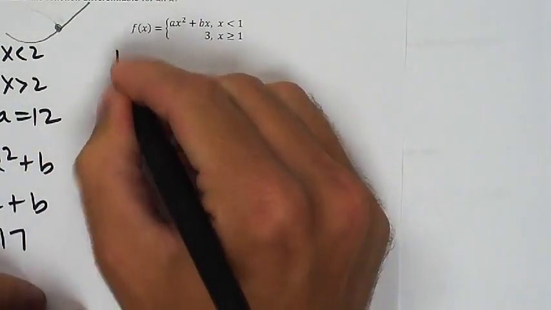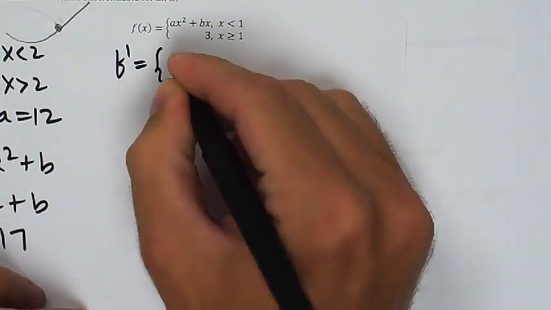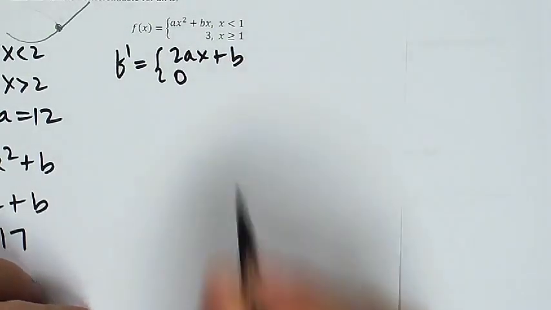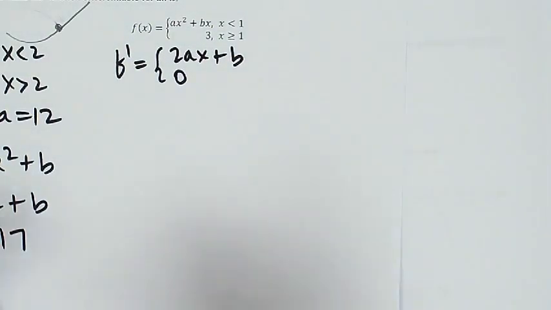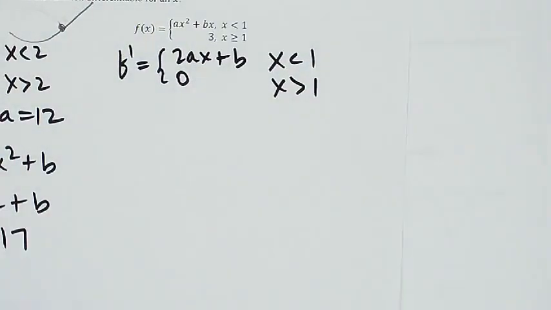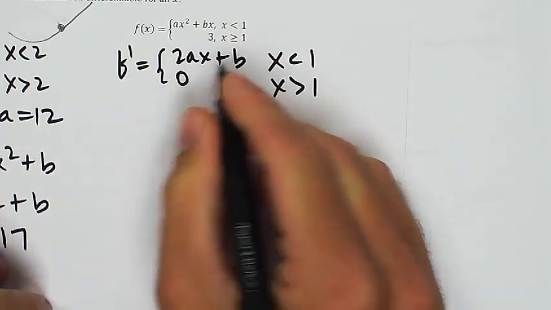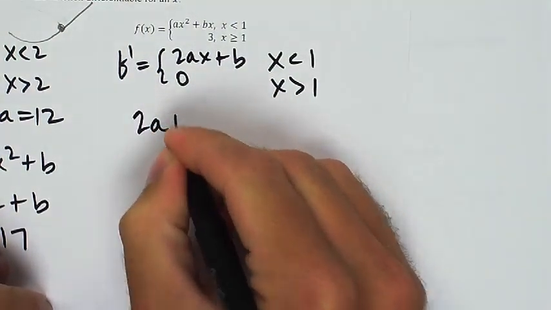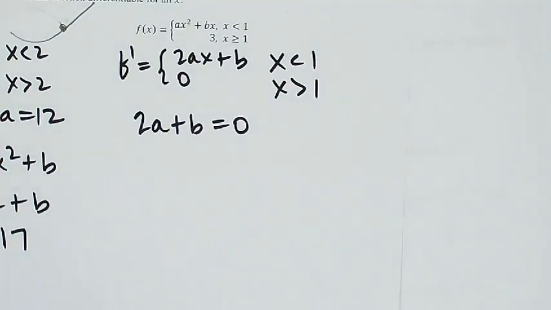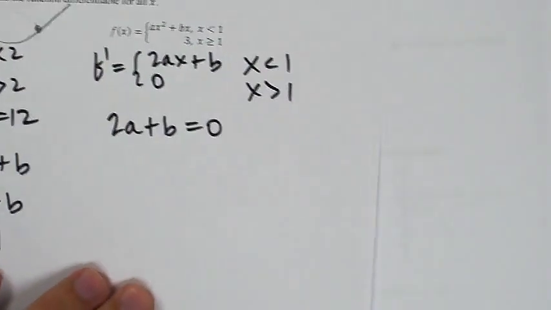And I'm going to take the derivative, just like I did before. All right, so that I need these to, okay, so, you know, x less than 1, x greater than 1. I need these two things to be equal to each other. So I need 2ax plus b to equal 0 at x equals 1. So that's 2a plus b equaling 0. Okay, but that's one equation with two variables, so I'm going to need more information to work off of.